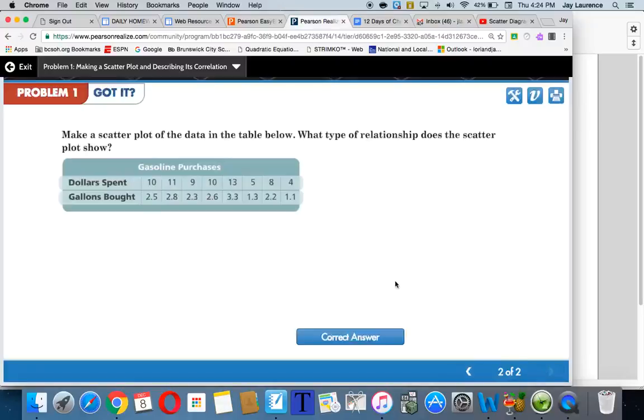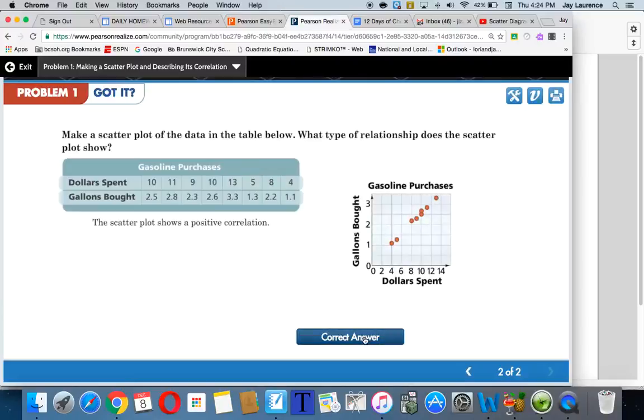It says, make a scatter plot of the data in the table below. What type of relationship does the scatter plot show? I'd like you to pause the video and make your own little scatter plot. Write in your notes, doesn't have to be on graph paper, and see if you can determine what type of relationship it shows. Okay? All right, if you're still watching, I assume you've tried this. Let's see what they say.